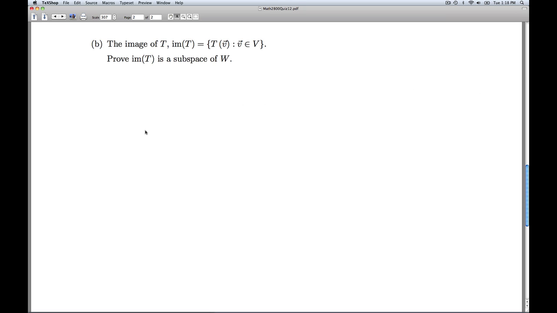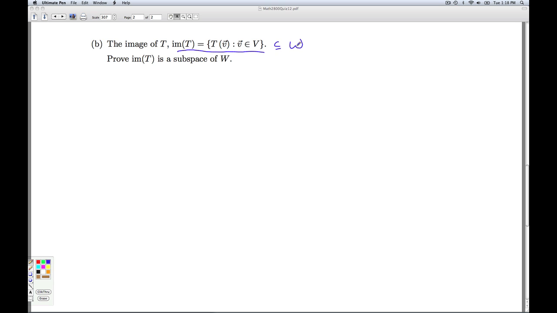Now part B, we're given another set to look at, the image of T. What's the image of T? It's the set of all T of v's, where the vector v is in V. So this is a subset of W. And in other textbooks, this is called the range of the function.